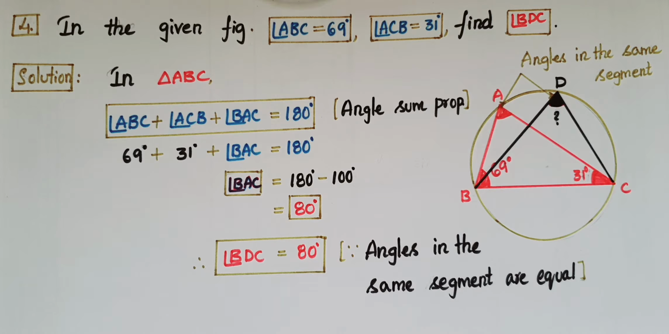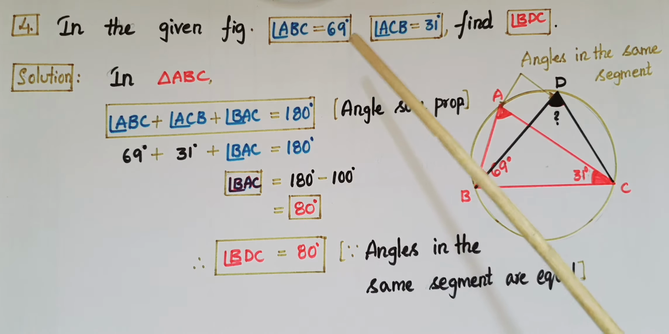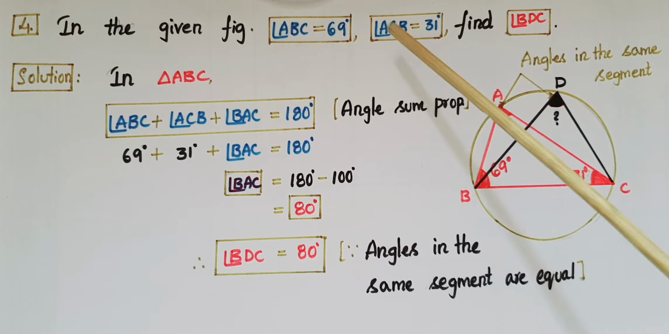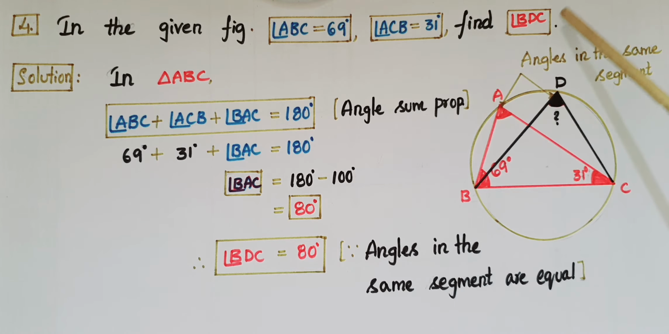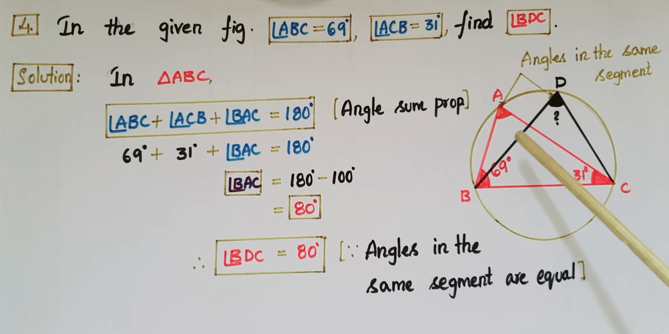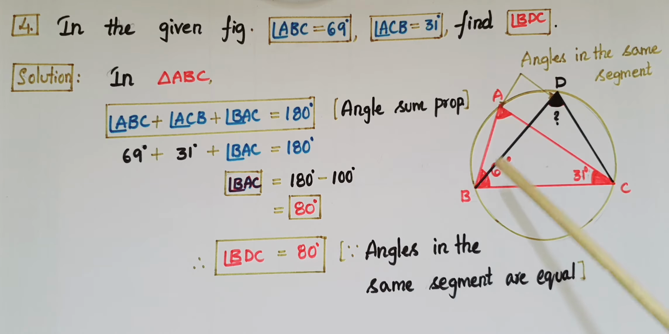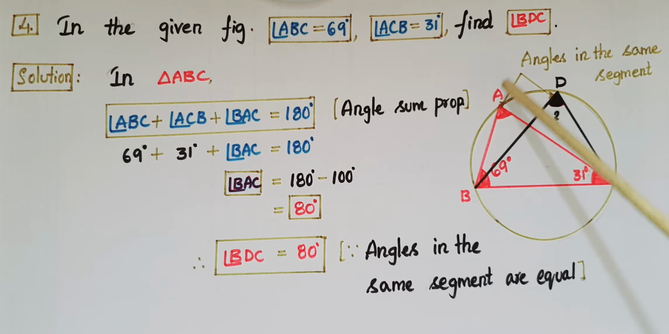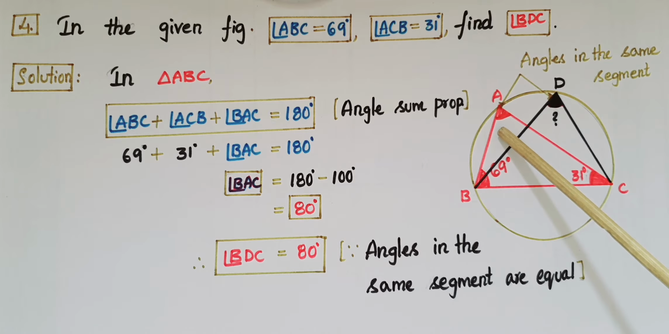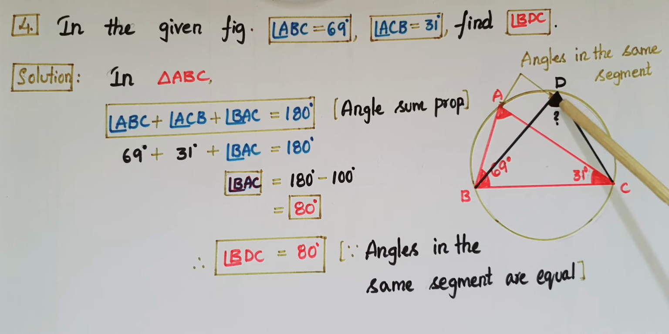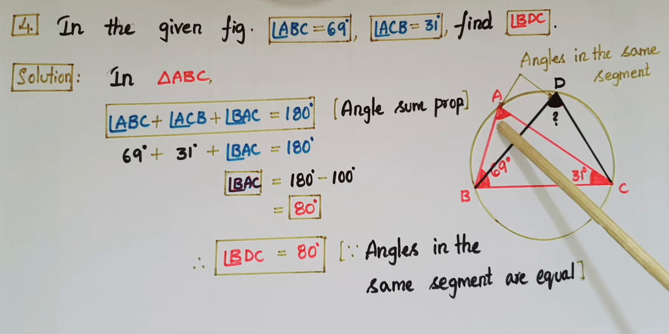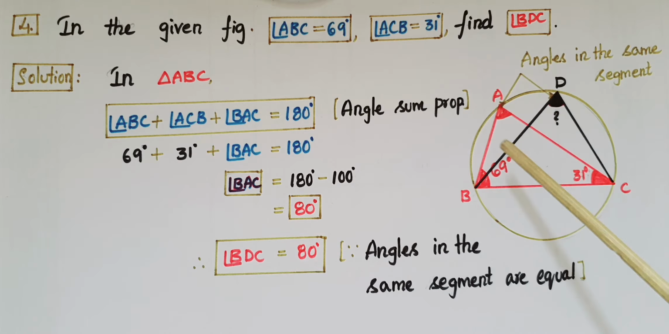This is the fourth problem. In the given figure, angle ABC is equal to 69 degrees and angle ACB is equal to 31 degrees. Find angle BDC. So we have to find this angle BDC. These are two triangles, and we know the angles of triangle ABC. So first take this triangle and find angle BAC. These two angles are angles in the same segment, so if you find this angle, it is equal to this angle.